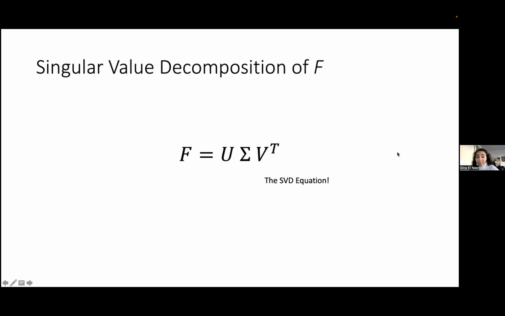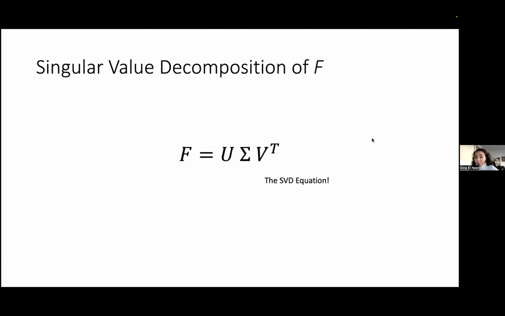So how do we do singular value decomposition of F? The standard equation for SVD is F equals U sigma V transpose. U is just a square matrix. V is a square matrix, but it's transposed. And then our sigma is just the eigenvalues in a matrix.